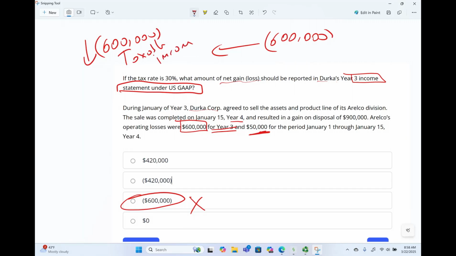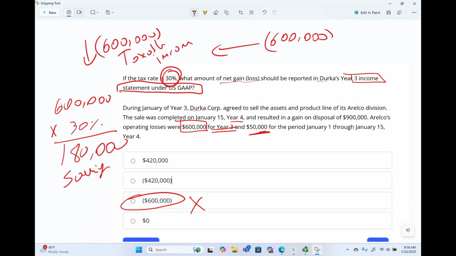So if their taxable income went down by $600,000 and their tax rate is 30%, if we take $600,000 times 30%, that's $180,000 in savings. So because of this loss, they saved on their taxes $180,000. Therefore, the loss after tax savings is $600,000 minus $180,000, because the loss is indeed $600,000. Then if we subtract the tax savings of $180,000, we come up with a net loss of $420,000. Therefore, the answer is B.